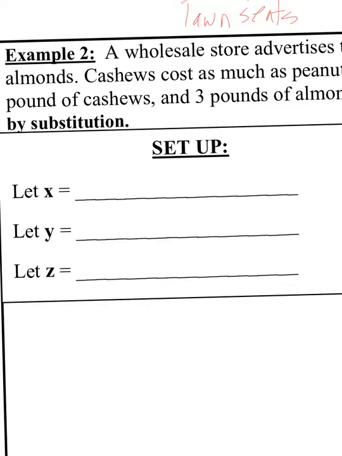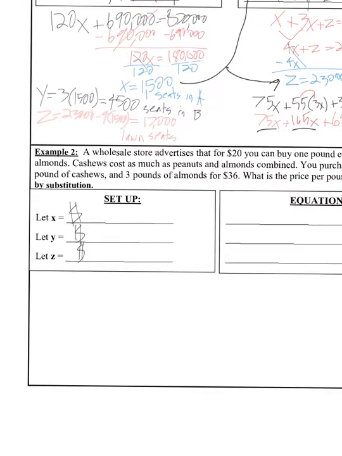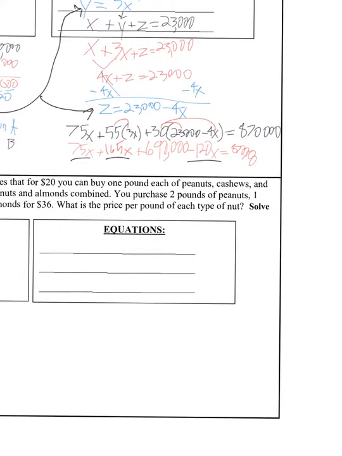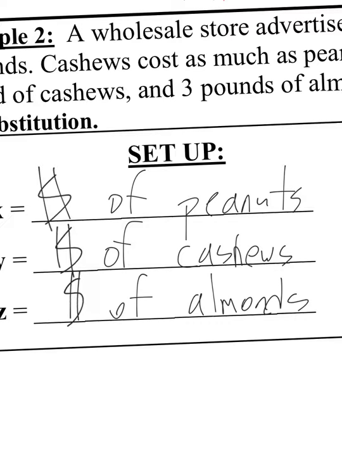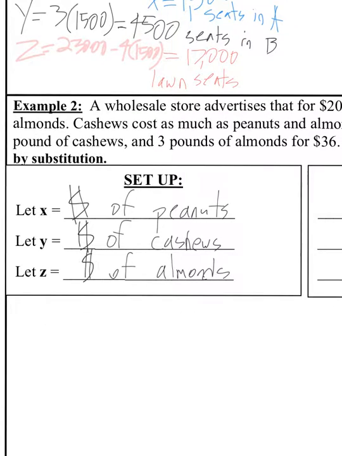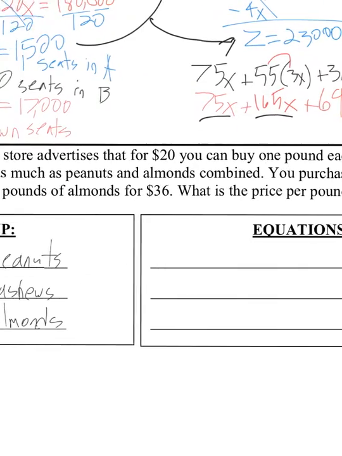So the first thing we need to do is define our variables. We're looking for the cost here, right, of each type of nut. So I just listed in order that we read it. We read peanuts, cashews, and then almonds. So I'll write price of peanuts, cashews, and then almonds. I mean, it's specifically price per pound, but I think this is good enough to communicate what we're doing. So let's write the first equation.